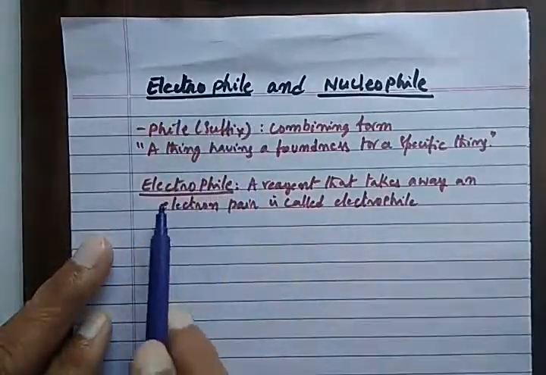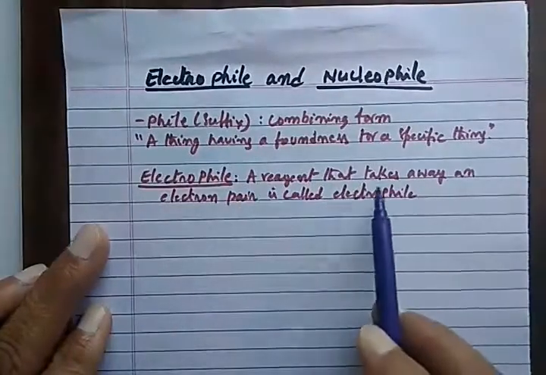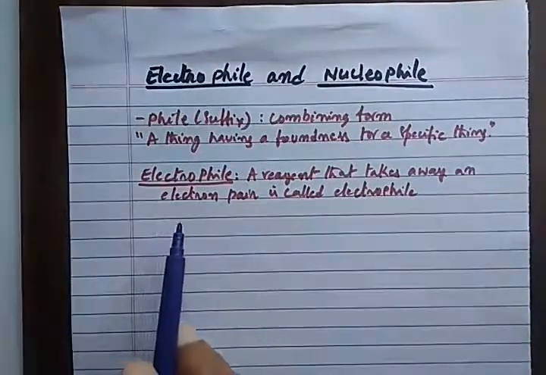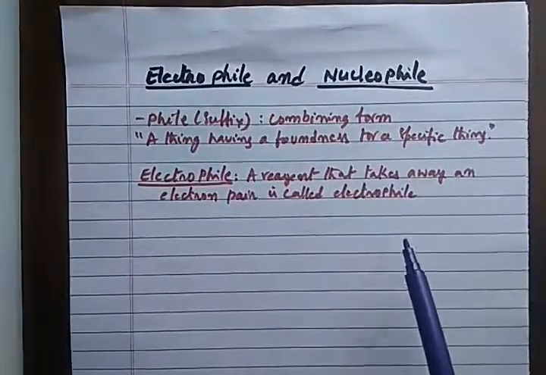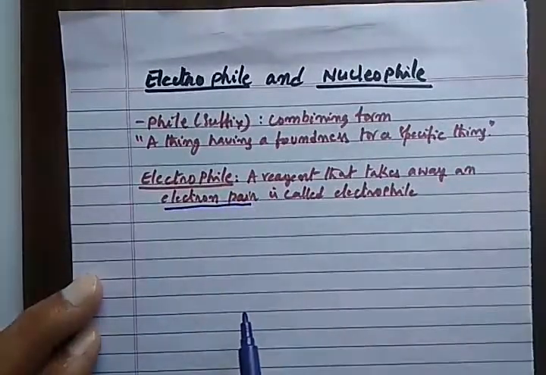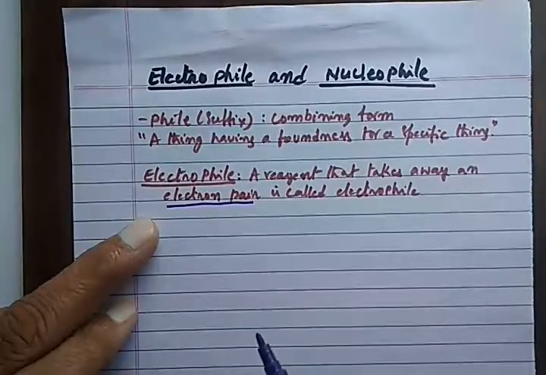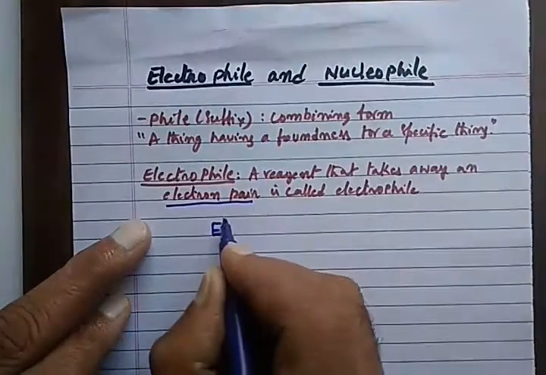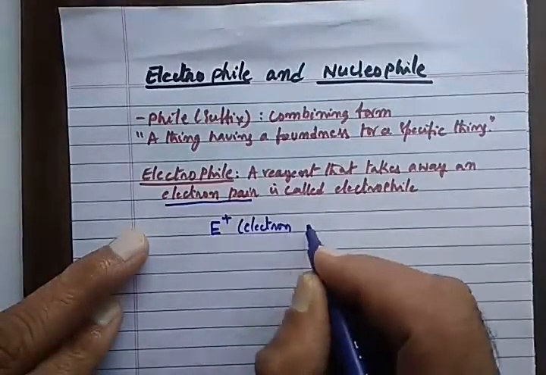So let us take electrophile. Electrophile is defined like this: a reagent that takes away an electron pair is called an electrophile. So an electrophile has a fondness for an electron, but not a single electron, it is an electron pair. So whatever has a fondness for an electron pair should have a positive charge. So an electrophile is represented like E plus.